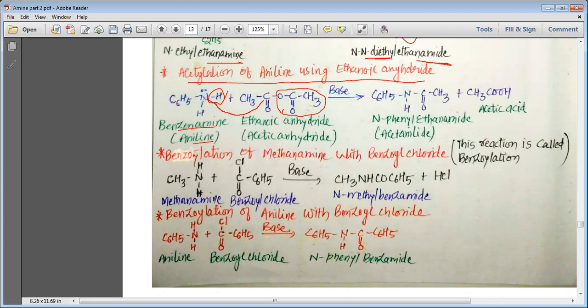a bond between the carbon and nitrogen. So this carbon and nitrogen get bonded, and then we have the CH3 group. So here you can see that this carbon and nitrogen are bonded to give us the amide. This nitrogen is still bonded with the phenyl group, so it is N-phenyl. As we have two carbons here, the product name is N-phenyl ethanamide, which is also known as acetanilide.